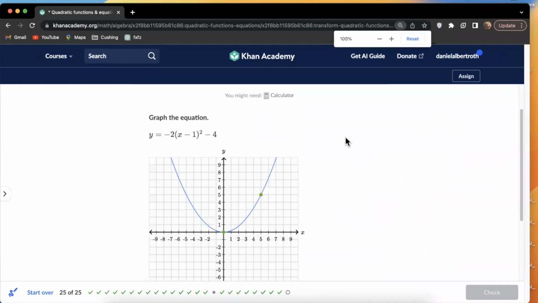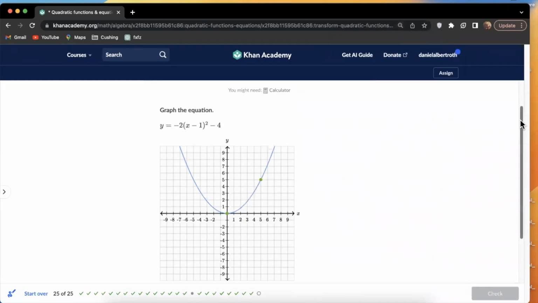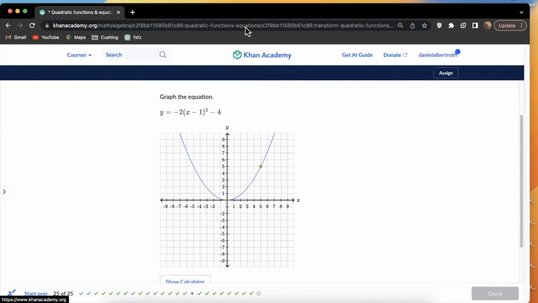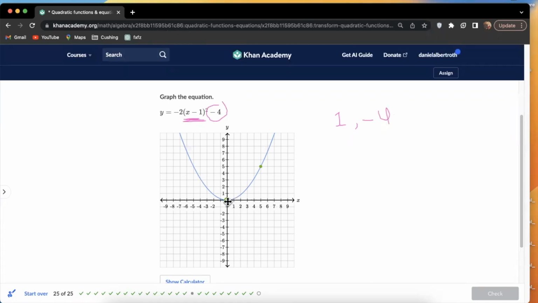All right. So this says graph the equation. It looks like it's written in vertex form, so I can identify the vertex. For vertex form, the x value is the opposite of what's in your parentheses, which is 1. The y value is the term at the end, negative 4. So I know that is where my vertex is. My vertex is at 1, negative 4.